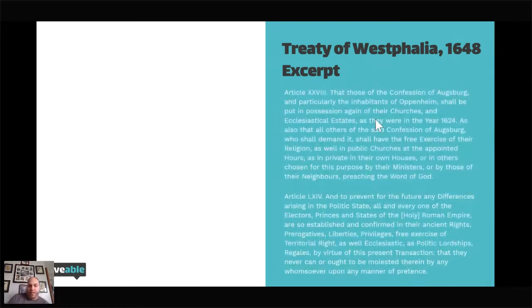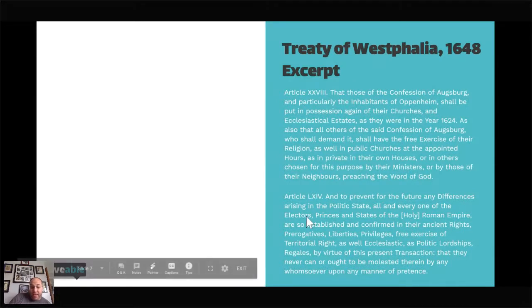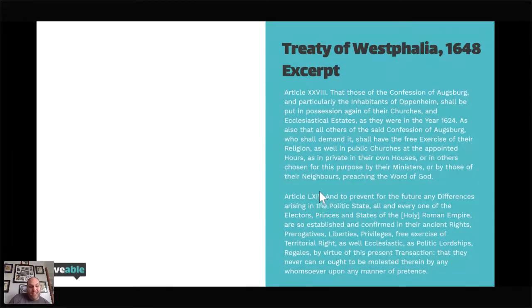So we've got two articles here. Article 28 and article, I want to say 64. Don't quote me on that because my Roman numerals are not the best. All right. I'm not going to read these to you, but basically what we're going to do is we're going to break these down and show how you can use AP parts to answer or analyze this kind of document.